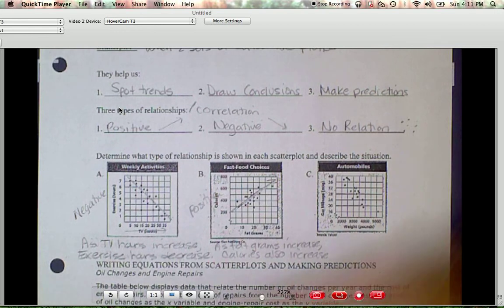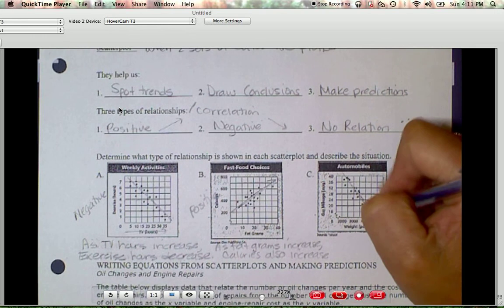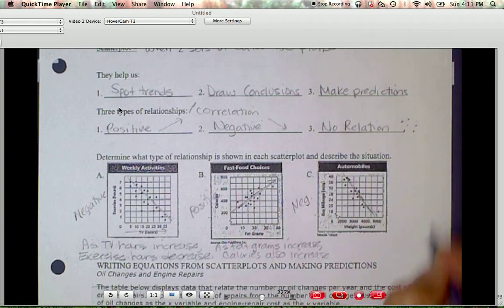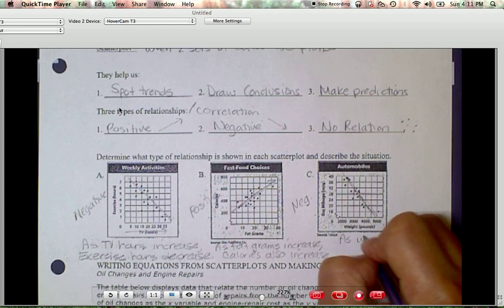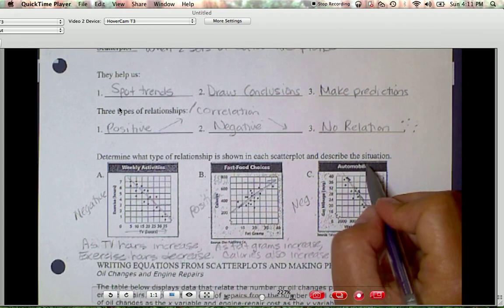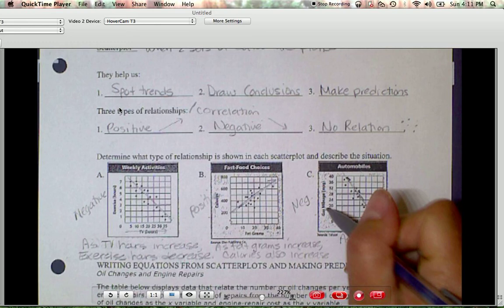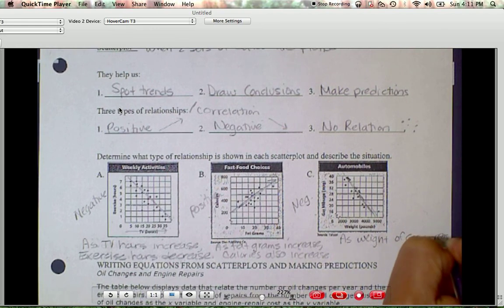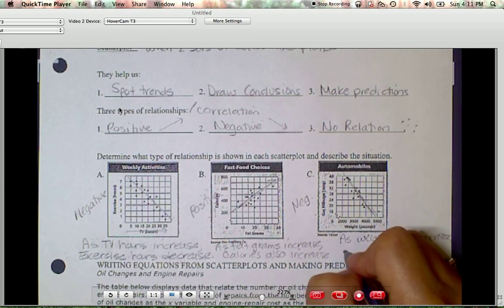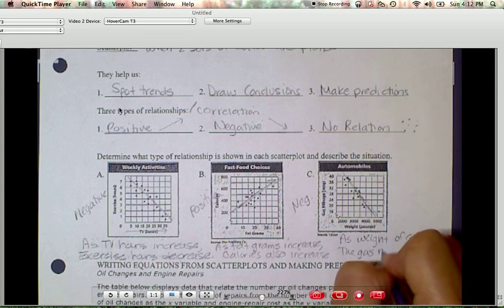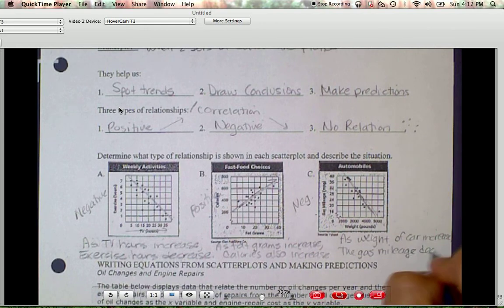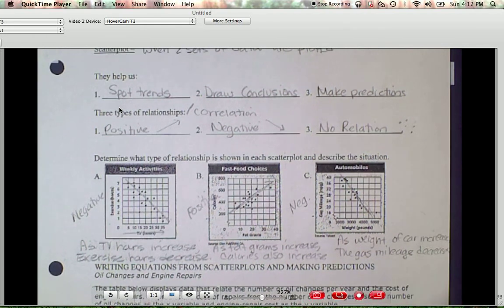The relationship, of course, again, is going to be going downward, just like A. So this one's going to be another negative relationship. And we say as weight, now we're talking about automobiles and the weight of the car and the gas mileage of the car. So as the weight of a car increases, the gas mileage is going down, decreases. Sorry, I'm running off the page.